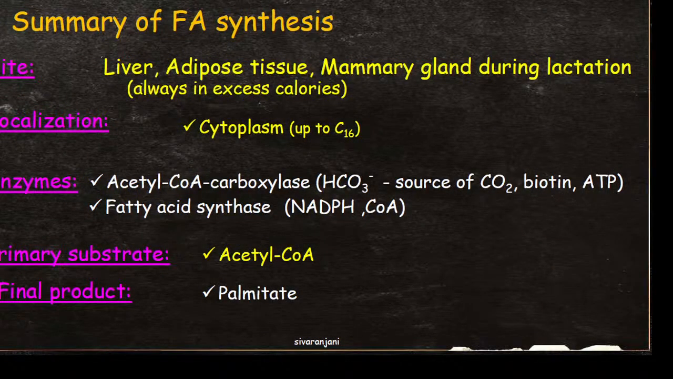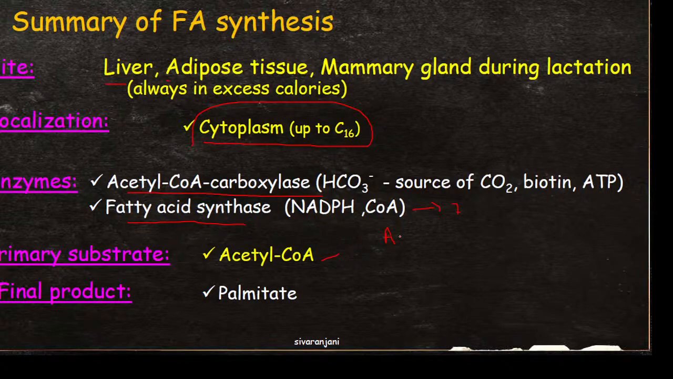So, the summary of fatty acid synthesis. The site is the liver, adipose tissue, and mammary gland during lactation. The place is the cytoplasm. The enzymes required are acetyl-CoA carboxylase and fatty acid synthase, which contains a dimer of 7 enzymes in each monomer. The primary substrate is acetyl-CoA. After the contribution of acetyl-CoA, malonyl-CoA contributes.